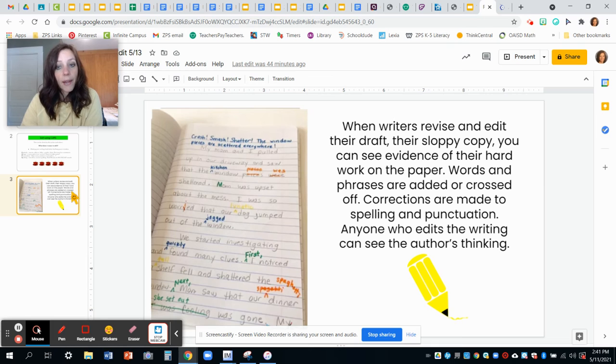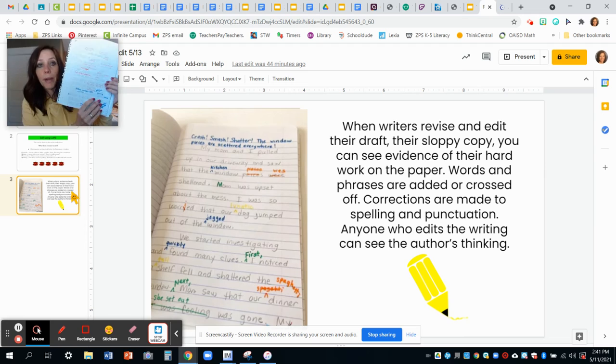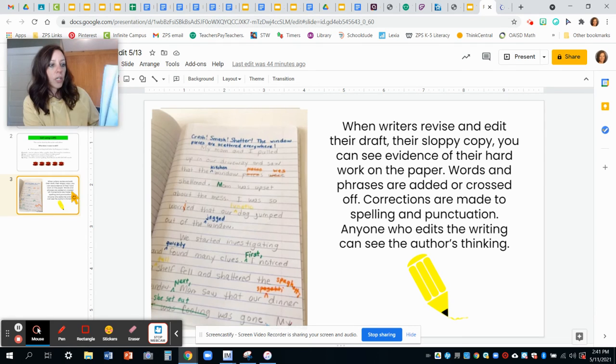And anyone who edits the writing can look at that, just like somebody could pick up mine and say, oh my goodness, I can see all her thinking there. She really went back and she took the first thing that she wrote down and she made it better, changing words. Maybe like this, I changed the word running to rushing. And then I was talking about the lunch table. You can visualize the lunch table. And I just said that, lunch table.